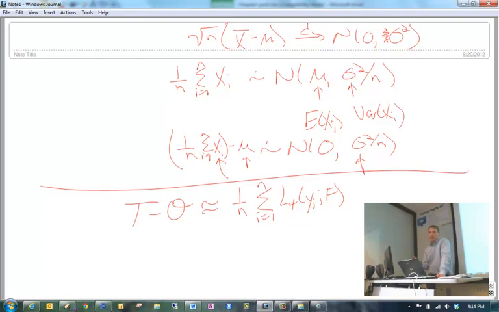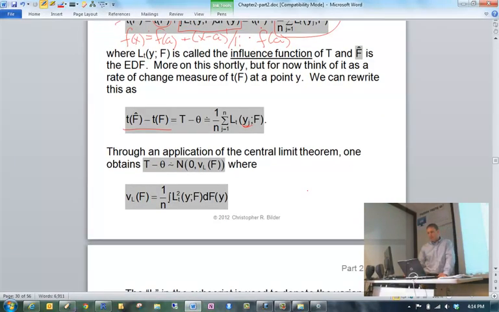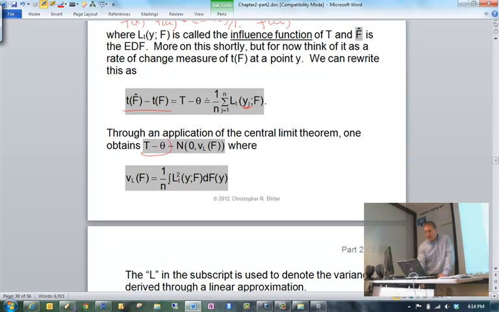Work with something that's a little bit easier to work with, and come back to what was a little bit more difficult to work with, T minus theta. So what that means then is, let me go back to my notes, that this T minus theta is approximately a normal random variable with a mean of 0. Well, how do I know that? Well, one can show that this expected value of L, or just call it L, is 0.